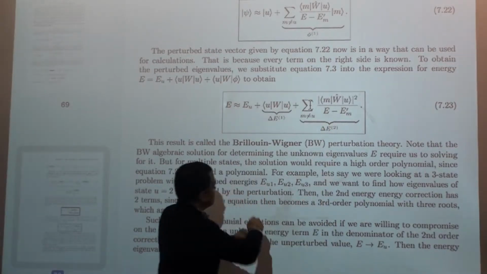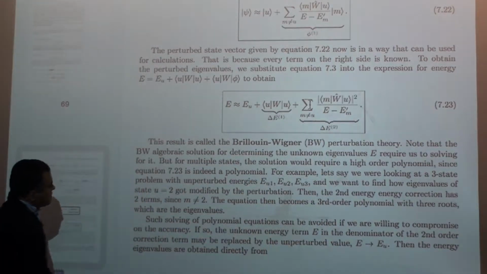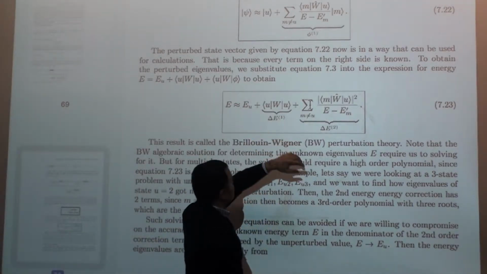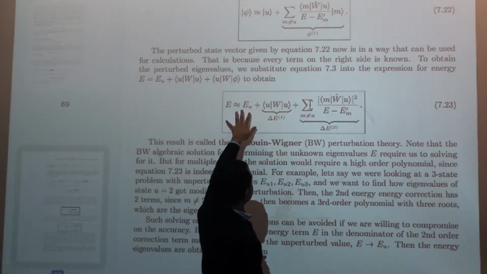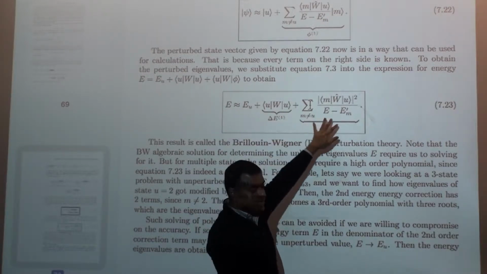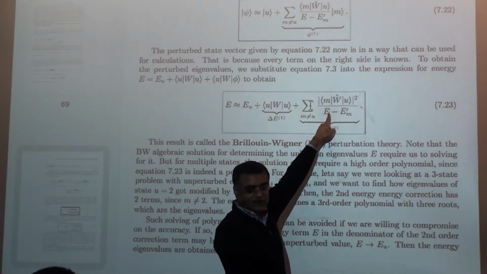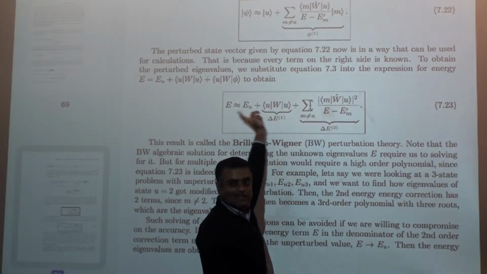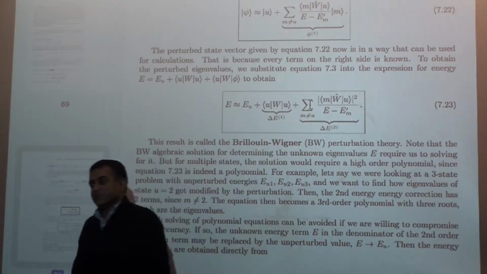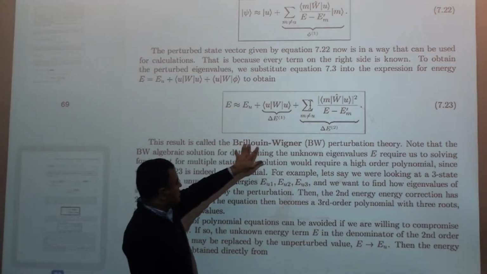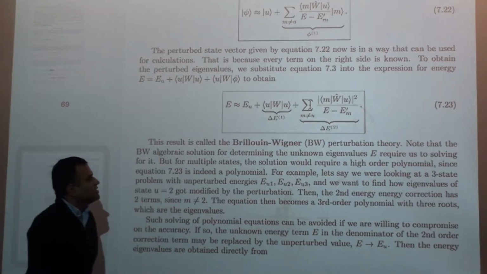What is the new energy after the perturbation? So you either solve it, and typically when you say I have solved this equation, what we mean is that on the right hand side I have everything that I know. Here I'm saying, well, I don't know this yet, so it's still a polynomial equation, right? So this is much more accurate, and this is what's called the Brillouin-Wigner result.